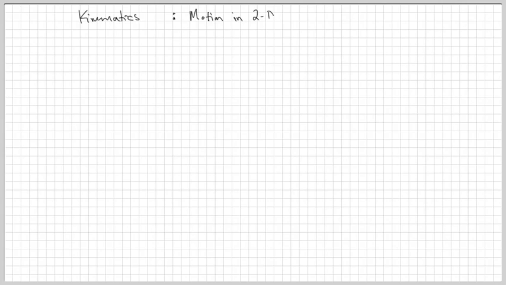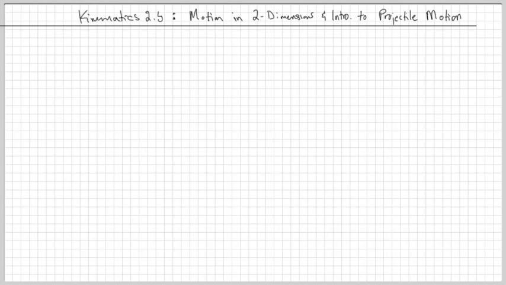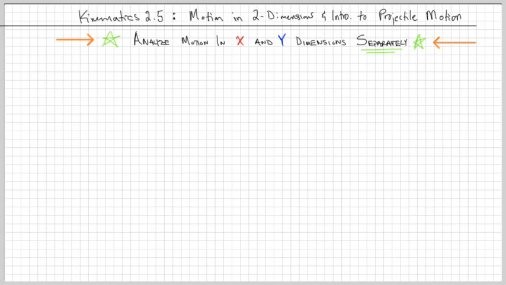We're going to give an example of how this approach to studying 2D motion came about. The key to doing 2D motion is to analyze the motion in the x or horizontal direction and the y or vertical direction separately. So I'm going to put stars by it, arrows by it, and a box. Analyze the motion in the x direction separate from the motion in the y direction.